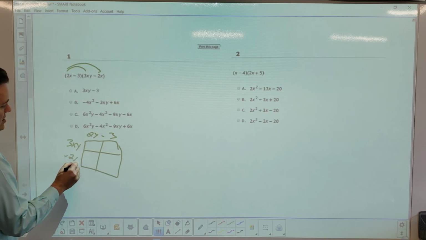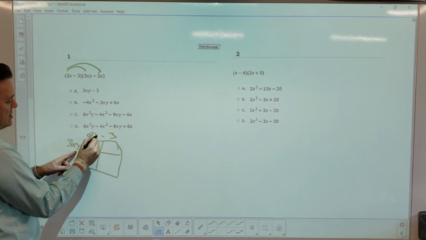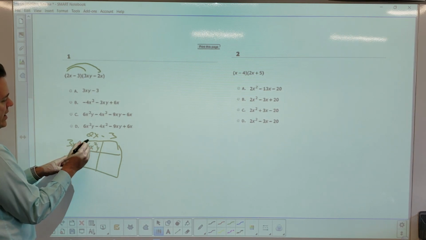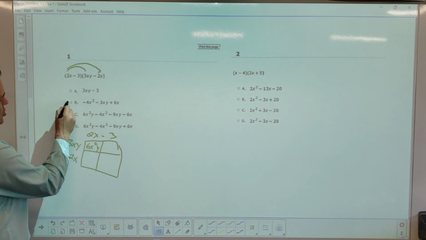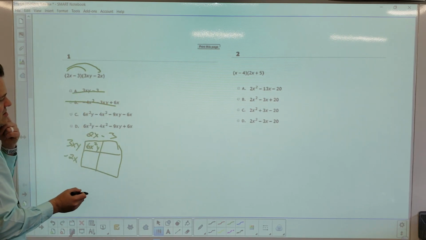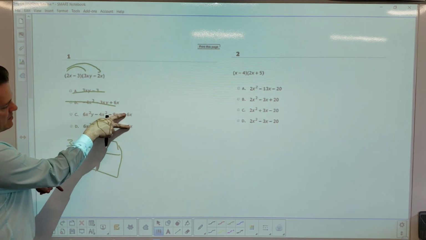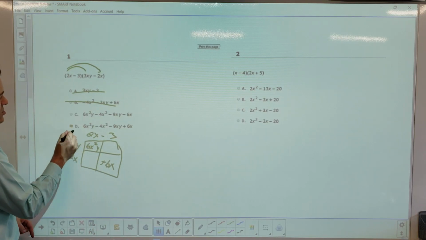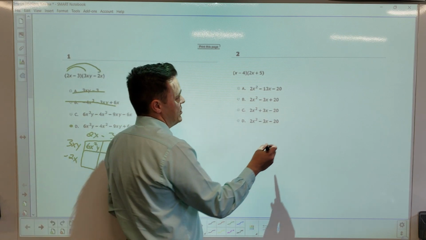Number 4. So negative 2x, multiply these together. This is an x, by the way. You would get 6x squared y. So right away, being multiple choice, you know that it's either C or D, and then everything is the same except for the end, so it's plus 6x. Answer's D.